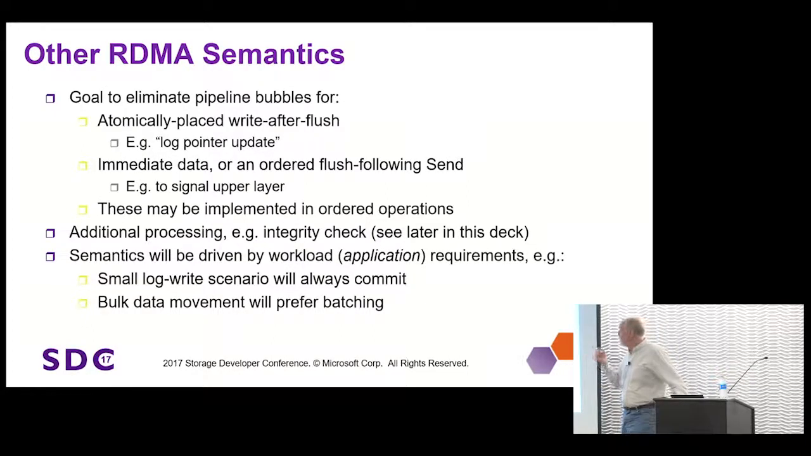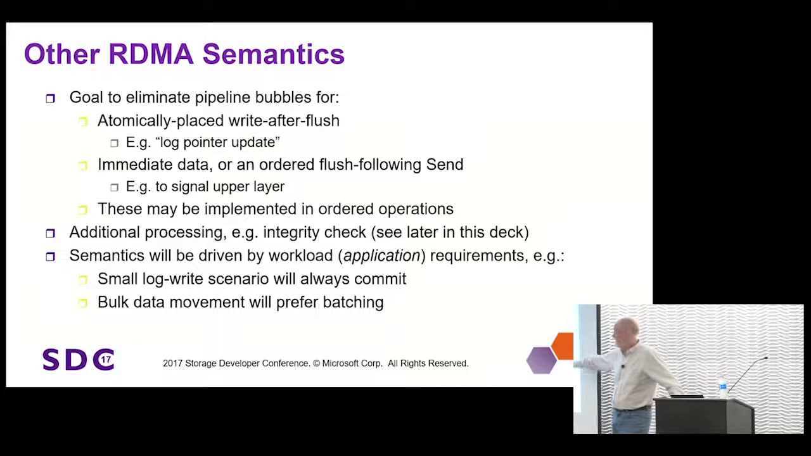So, the atomically placed write after flush is really good for a log pointer update. I think I have a little example on that. Immediate data to signal the upper layer, right? I just dropped some data. The CPU had no idea it happened because I did it all on the hardware layer, right? How do I tell the upper layer? But we don't want to tell the upper layer until the data was made durable. So we need to order some signaling with the flushing as well. So immediate data or an ordered flush following send. They might be implemented as ordered operations on the wire. They might be options to existing operations. It's kind of an open question.